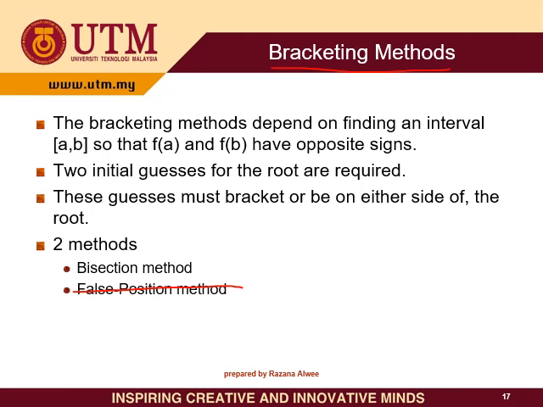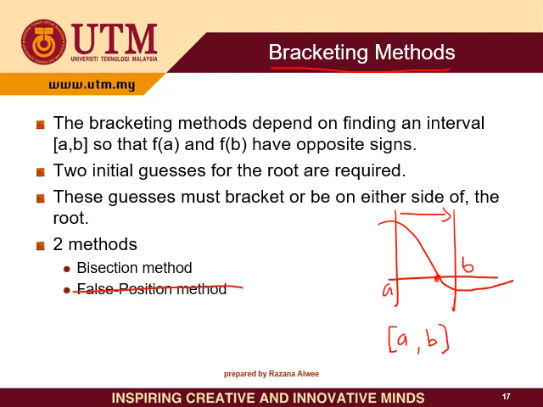Why do we call it bracketing? Because as we already learned before, let's say this is your A and this is your B. The root is here. So the bracketing is we bracket the answer; the finding will be the bracket between A and B. That's why we call it a bracket.